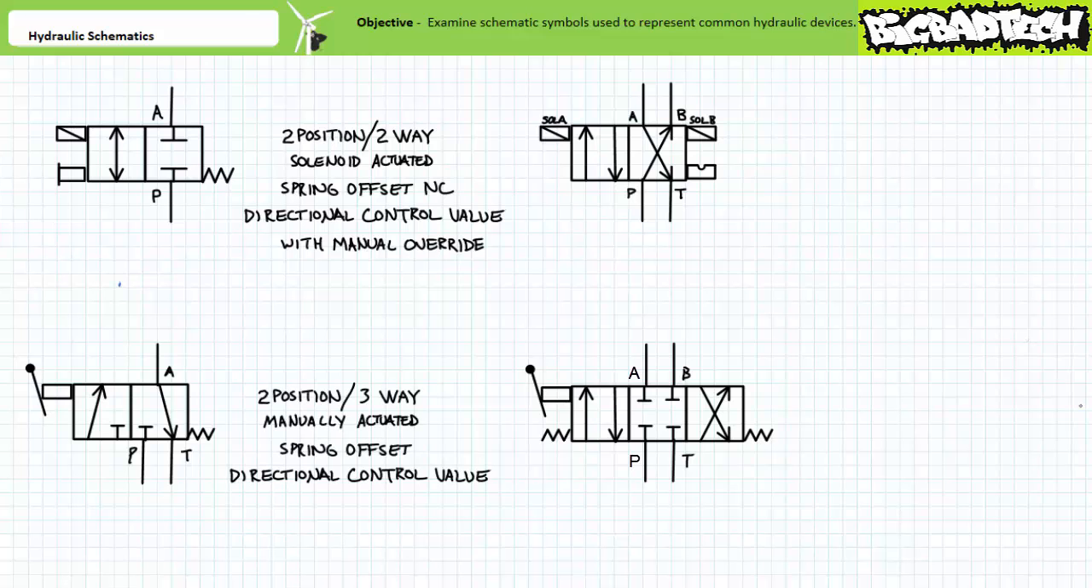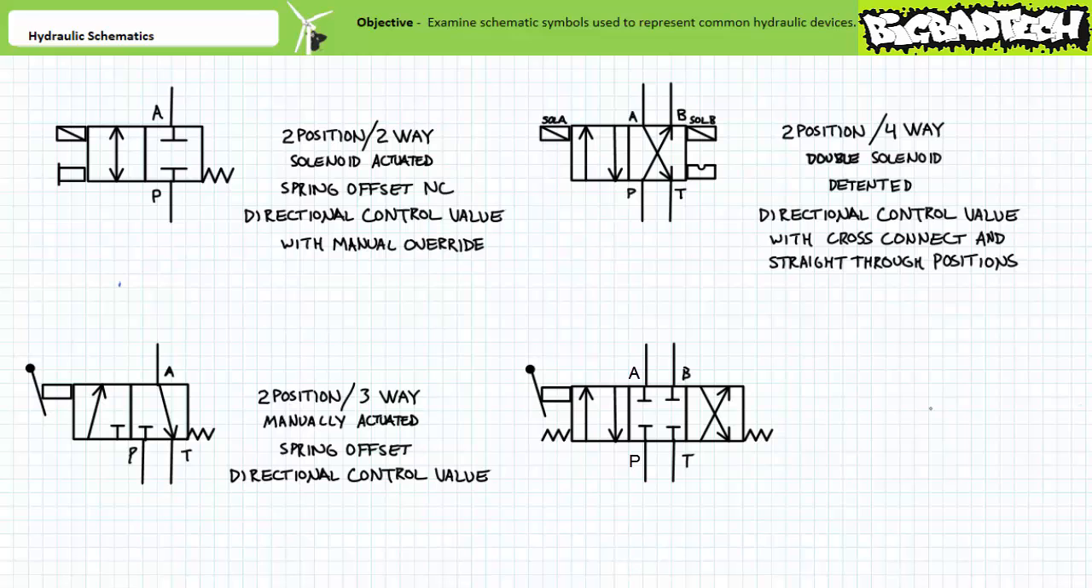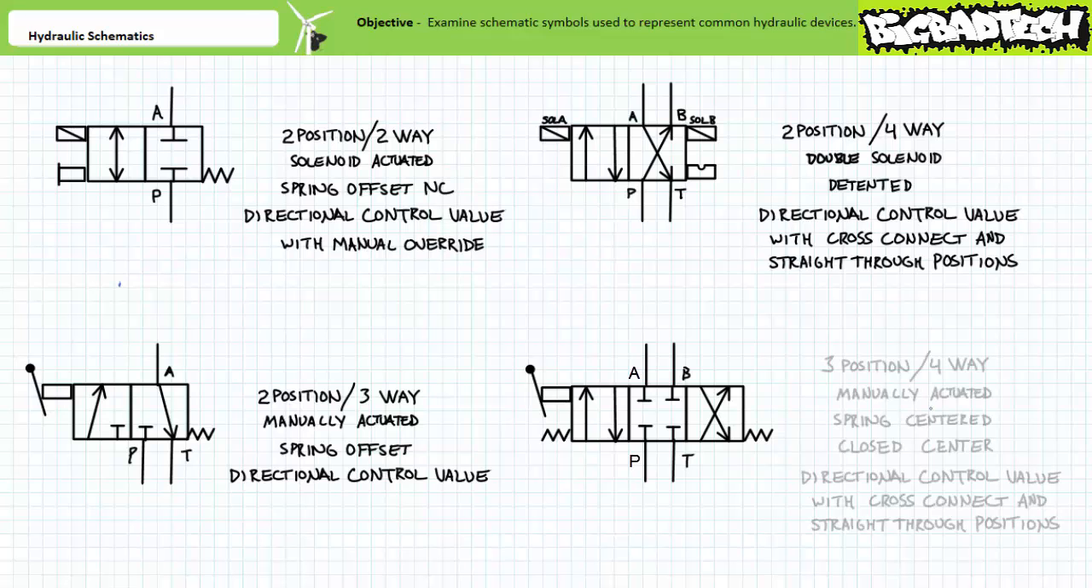This particular directional control valve is a two-position, three-way, manually actuated directional control valve that is spring offset into a position that dumps actuator port A to tank. This particular directional control valve is a two-position, four-way, double solenoid operated directional control valve that is detented. Such a valve could be used to control a double-acting cylinder that fully extends and retracts.